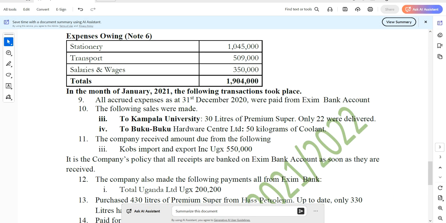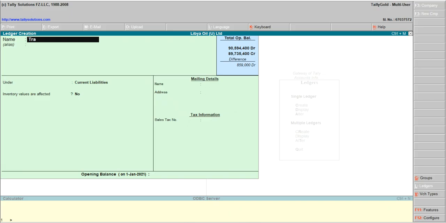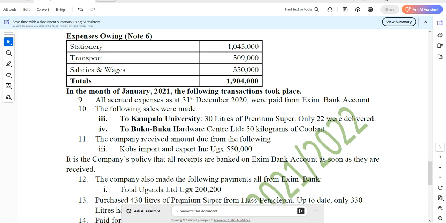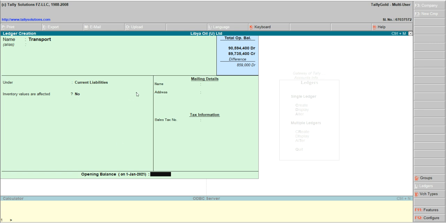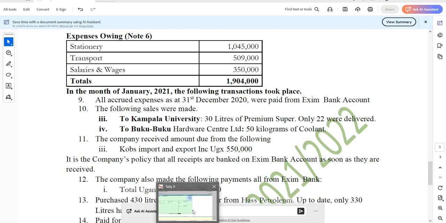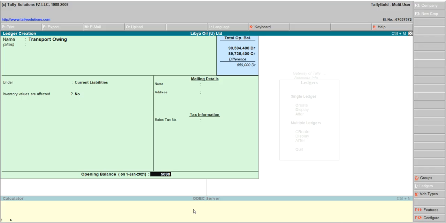Next is transport. Current liability. How much is the opening balance? 509,000. But it's transport owing, not just transport. Transport owing, current liabilities. How much? It's 509,000.